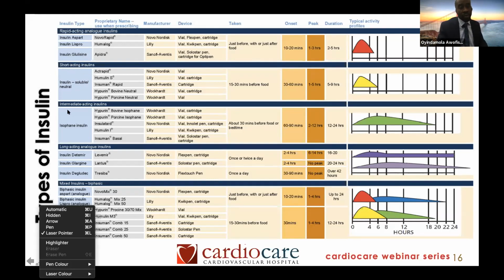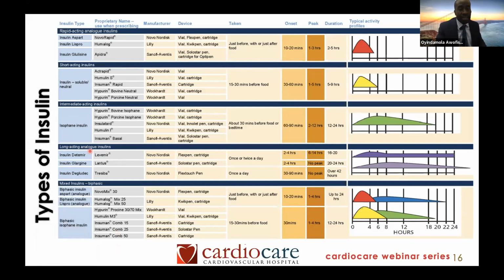Okay, so we have those. We also have the intermediate acting insulin, which is basically NPH insulin. The NPH insulin is either Humulin N or Insulatard, depending on the company that is producing it. Then we have the long-acting analogs.